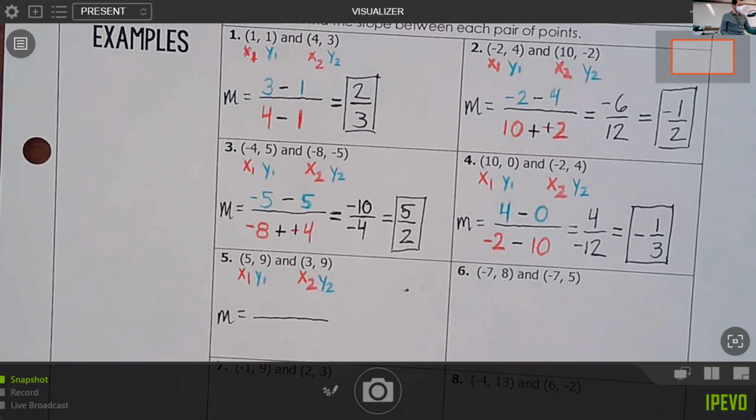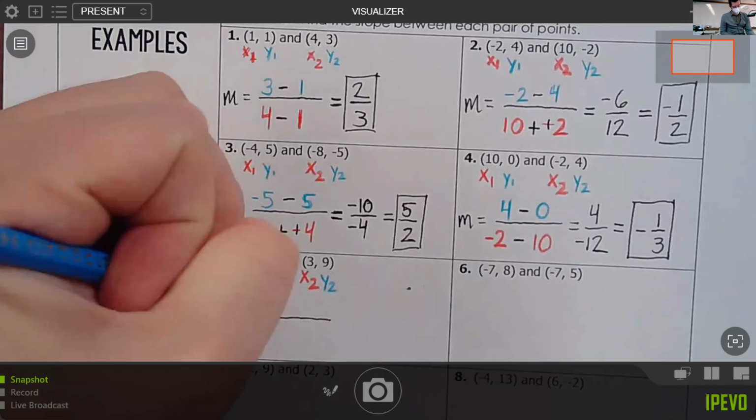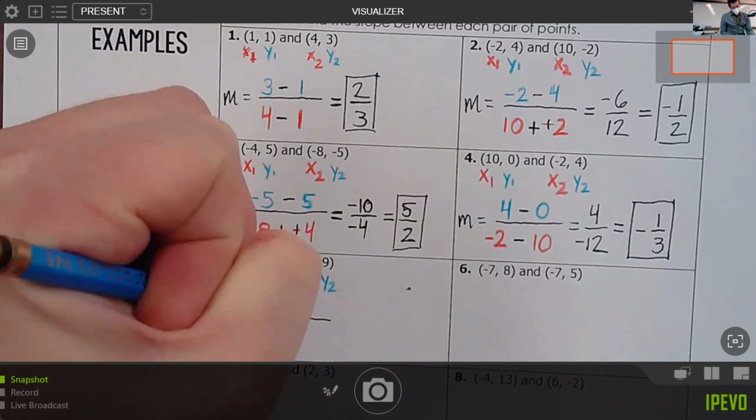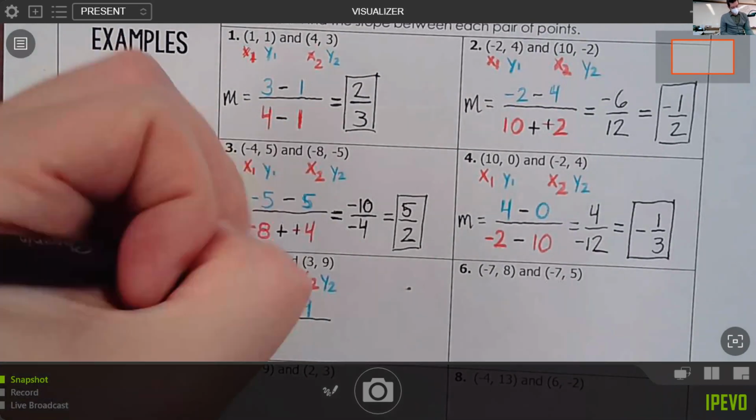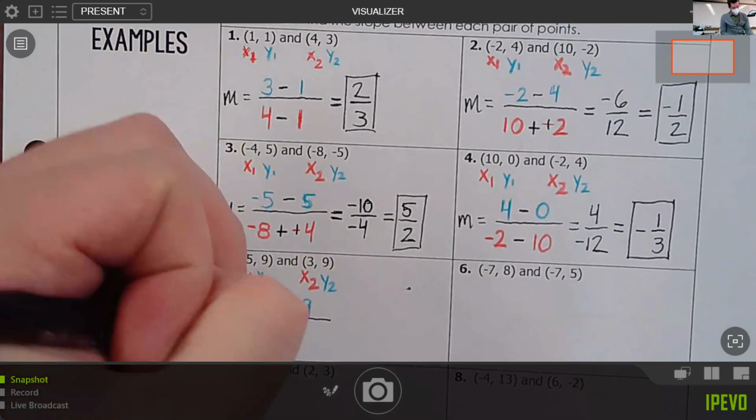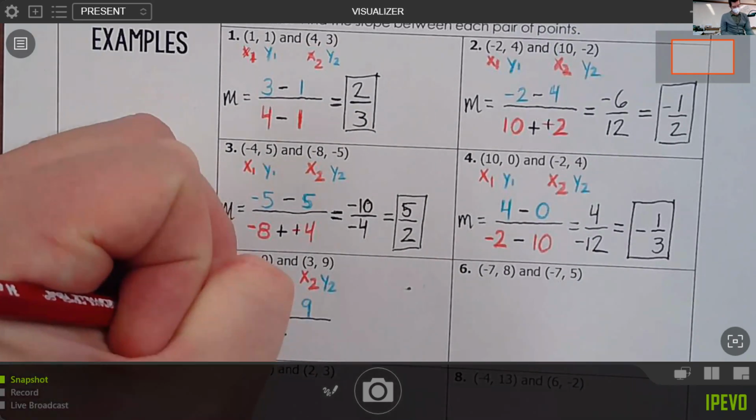All right, what are we going to write on our numerator? What's our numerator problem that we're writing? 9 minus 9, cool. All right, so we got 9 minus 9 on our numerator. How about the denominator? What are we writing down here? 3 minus 5, good.